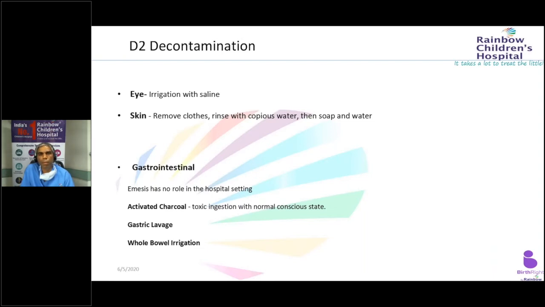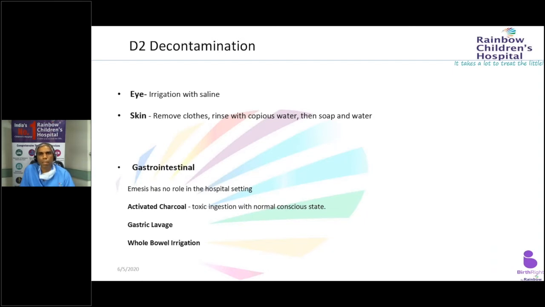If it's consumed, we have to think about decontamination of the gastrointestinal system. So emesis has no role in our day-to-day practice, especially when they come to the hospital, as the risk of aspiration is high when we force them to vomit. The next consideration would be the activated charcoal. The activated charcoal usually will be considered if the child is conscious, where you don't have a risk of aspiration.